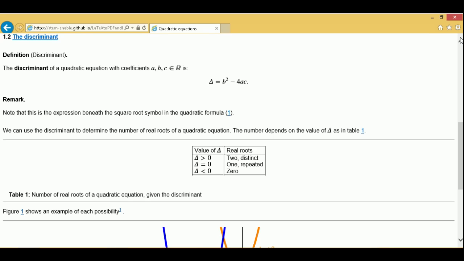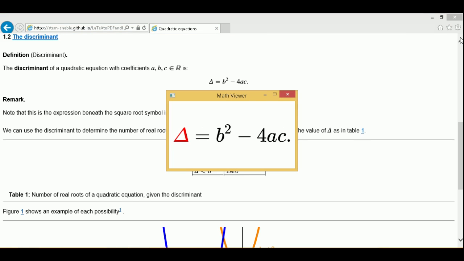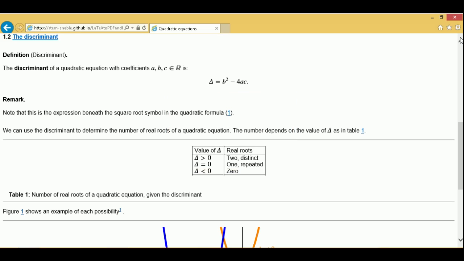Heading level 4 link the discriminant. Definition (discriminant). Discriminant of a quadratic equation with coefficients a, b, c element of R math content is: delta equals b squared minus 4ac math content. Enter. Math viewer. Equation navigation. Delta equals b squared minus 4ac. Escape. Quadratic equations dash Internet Explorer.